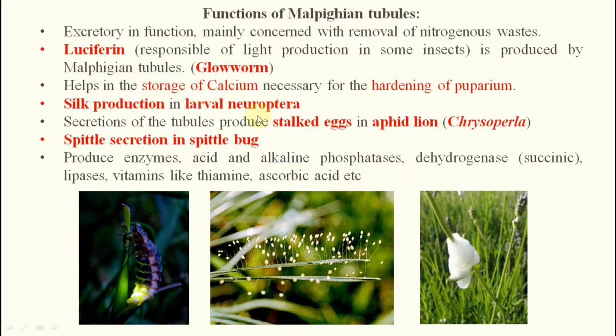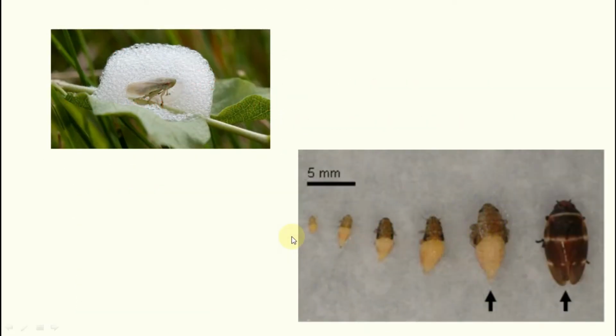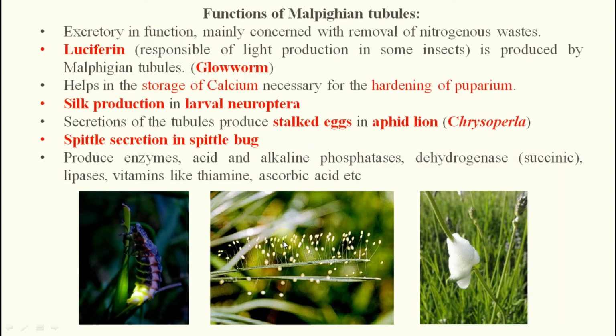Silk production in case of larval Neuroptera like Chrysoperla and aphidlion. Secretion of the tubule produces stalked eggs. Can you see these are the eggs? We have discussed this one. These eggs are attached to the substrate through a thread-like structure. These threads are prepared by these Malpighian tubules only, in case of Chrysoperla carnea.